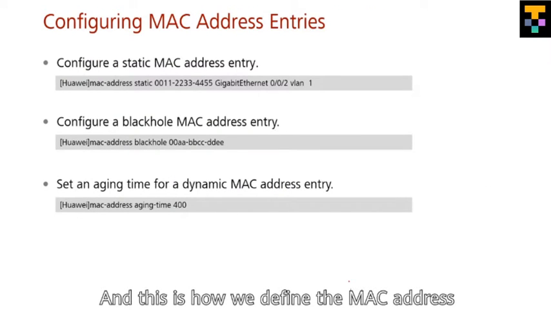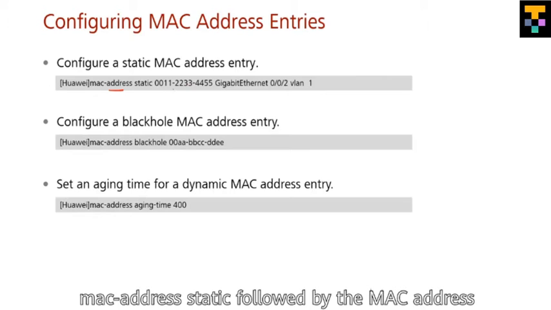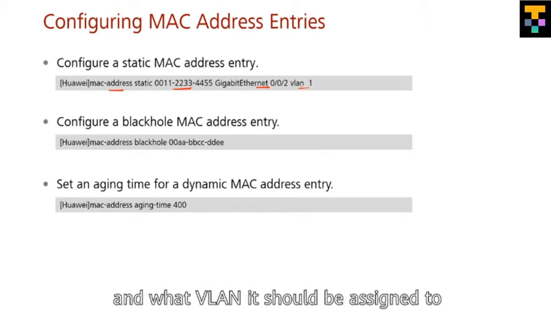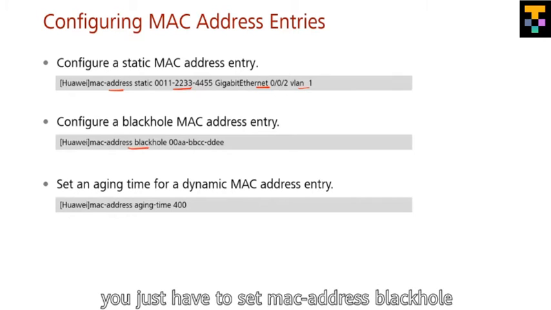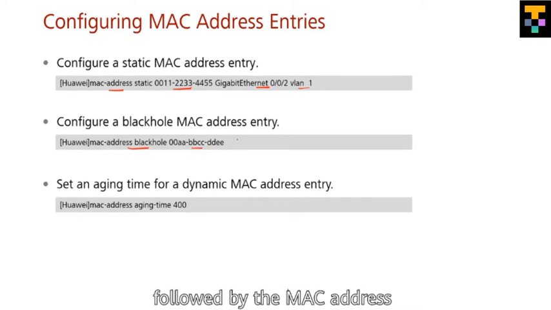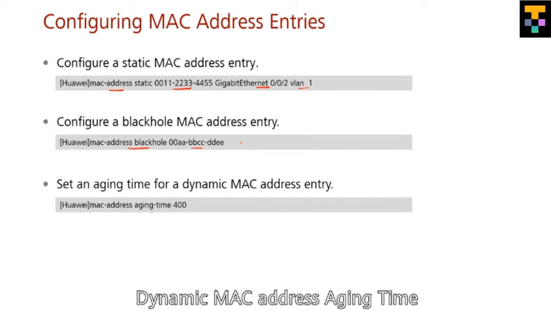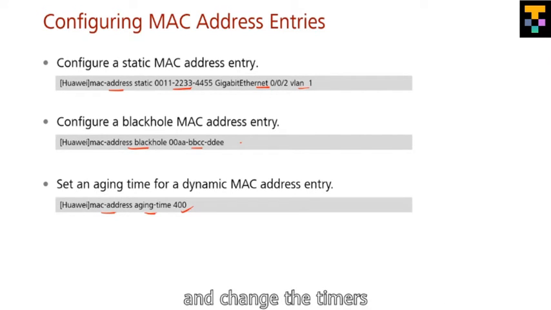And this is how we define the static MAC address entry. On the global configuration, MAC address static followed by the MAC address, and you need to define under which interface and what VLAN it is going to be assigned. For the blackhole, you just have to set MAC address blackhole followed by the MAC address. It's not required to specify the interface. And let's say you want to change your dynamic MAC address aging time, you can use MAC address aging time and change the timers.